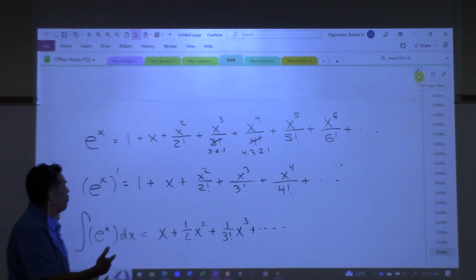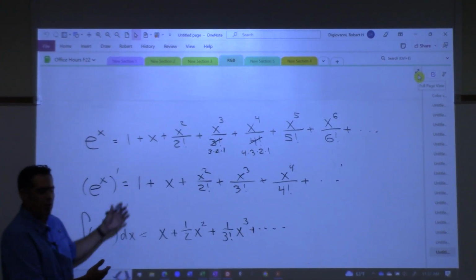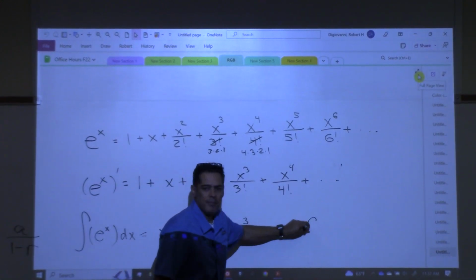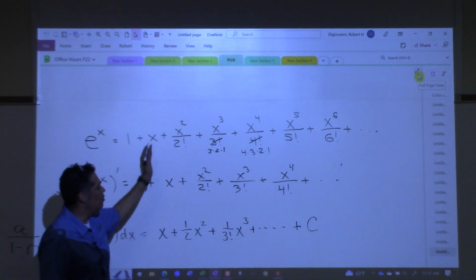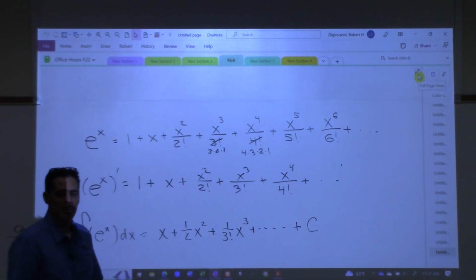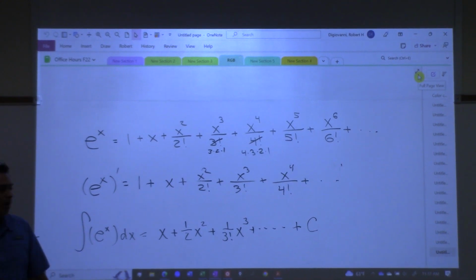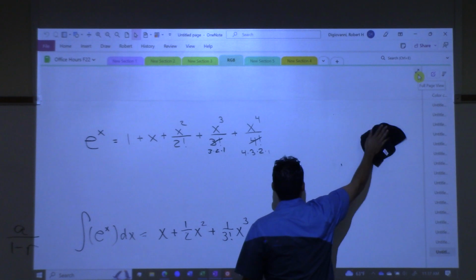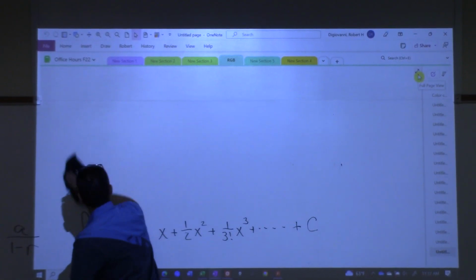Now I'm missing the 1 out front, right? But what do I have every time I do an antiderivative? Plus c at the end, right? So that's my constant. The 1 is like my constant. Anyways, every function has a power series. Sine does, cosine, all of them. And so what we're doing now is we're getting comfortable with the idea of a power series.